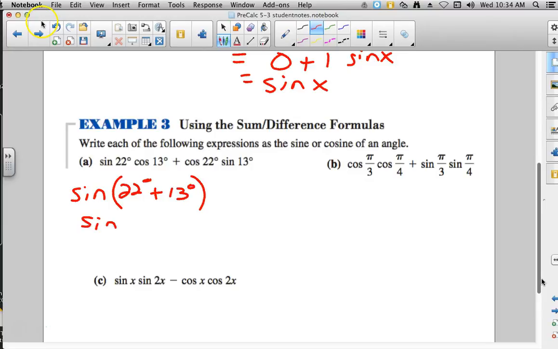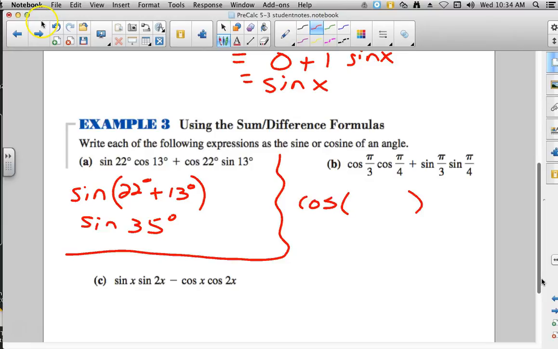So initially, this problem asks them to break apart what angle? 35. That was the initial problem. You'll find the sine of 35 degrees. How about b? That's cosine. Cosine, cosine, sine, sine.